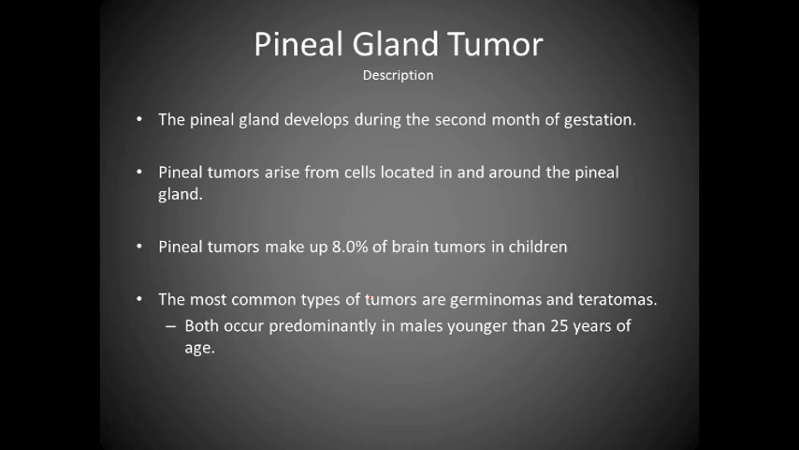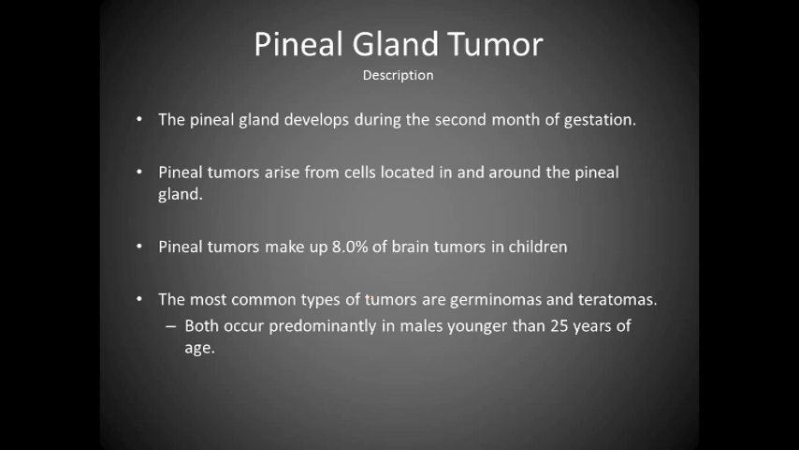So that brings us to a pineal gland tumor. The pineal gland develops during the second month of gestation. Pineal tumors arise from cells located in and around the pineal gland. Pineal tumors make up 8% of all brain tumors in children.